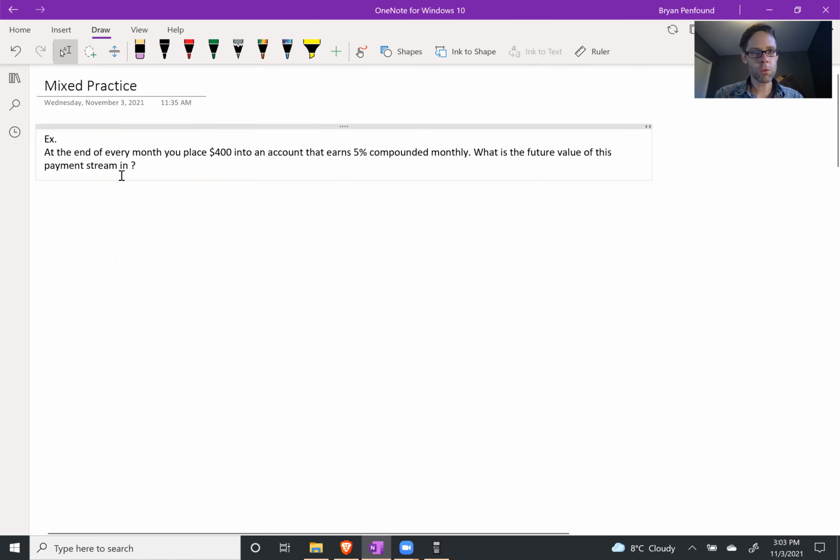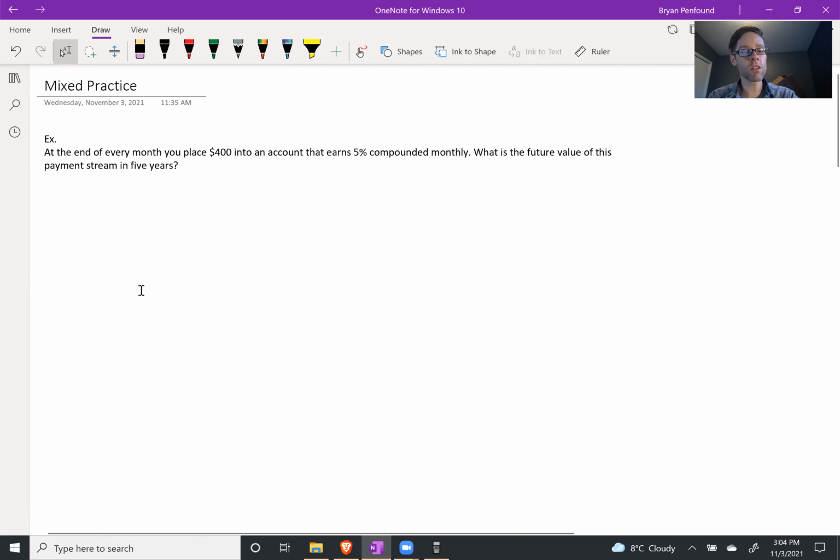Okay, so in our first example, it looks like we're going to place $400 into an account every month. That account's going to earn 5% compounded monthly. How long would you like to save up this money for? How many years do you want to save? 5 years it is. We're going to do that for 5 years, and we would like to determine the future value of this payment stream. Okay, so that's question number 1.